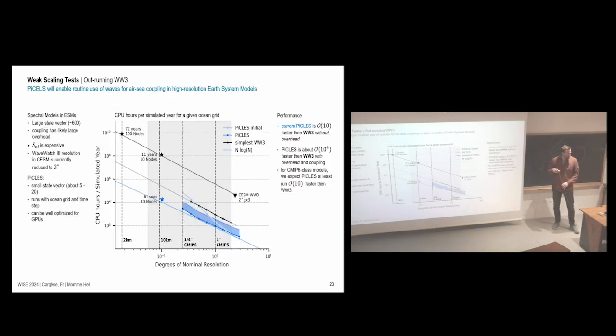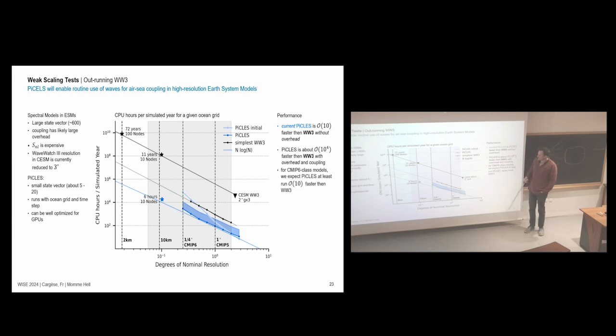This plot you've seen before, but now I added PiCLES to it. So I do weak scaling tests with PiCLES. And you see that in all cases, doesn't matter if I run this on 2 degrees or a quarter degree, PiCLES is an order of magnitude faster than the cheapest version of WaveWatch, right? These are pretty old physics. And it's in fact about 4 orders of magnitude faster than any realization we have in CSM right now.